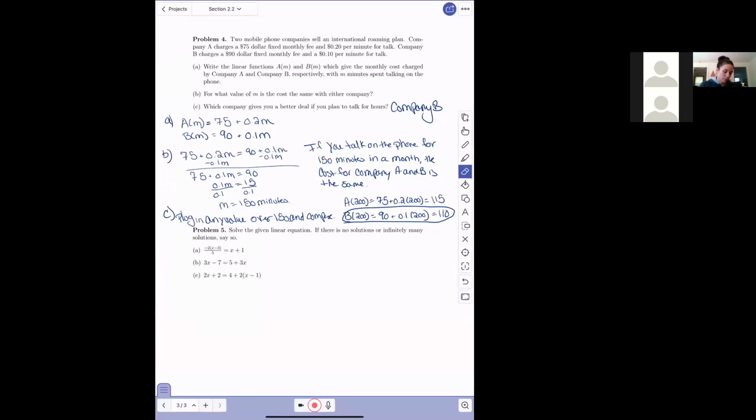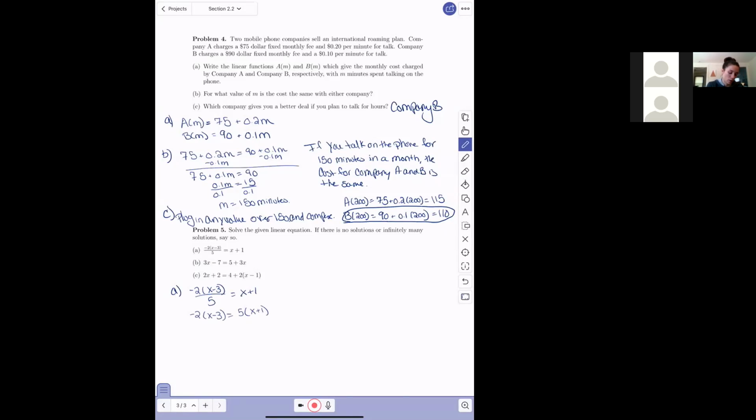Lastly, problem 5. Solve the given linear equation. If there's no solution or infinitely many solutions, say so. Part A, we have -2 times (x minus 3) divided by 5 equals x plus 1. All right, so we're going to solve this. The first thing you do is multiply both sides by 5. So we have -2 times (x minus 3) equals 5 times (x plus 1).